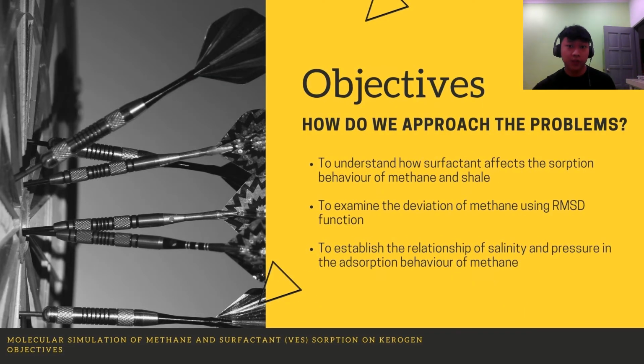When it comes to objectives, we are trying to understand how surfactant affects the sorption behavior of methane in shale, and that can be further explained by the deviation of methane in the system through the root mean square deviation function, which I will talk about in the results section. We also introduce a few parameters, which are salinity and pressure, to investigate their relationship in the adsorption of methane.